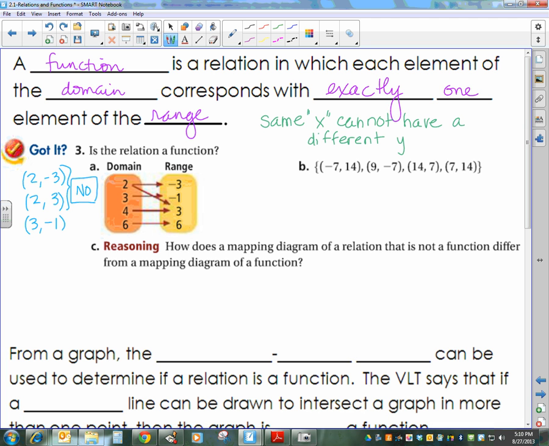Now, if they give it to me as ordered pairs, then I'm going to look at the first numbers: -7, 9, 14, and 7. Do any of those repeat? Does the x repeat? If the answer is no, then absolutely we have a function. Yes, it is a function.